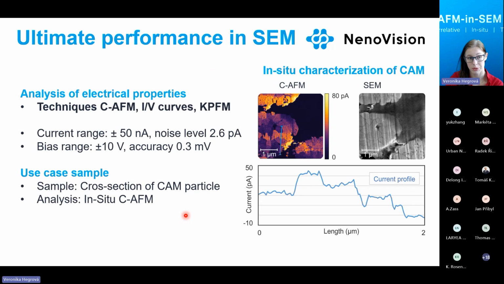Regarding the conductivity measurement and, in general, electrical properties measurements, meaning conductive AFM, IV curves, and KPFM techniques, the current range is 50 nanoamps plus minus, with a noise floor of 2.6 picoamps. The bias range is plus minus 10 volts with accuracy 0.3 millivolts. What we are having a look at is a cathode active material sample measured in cross-section. So we see the cathode active material grains here.